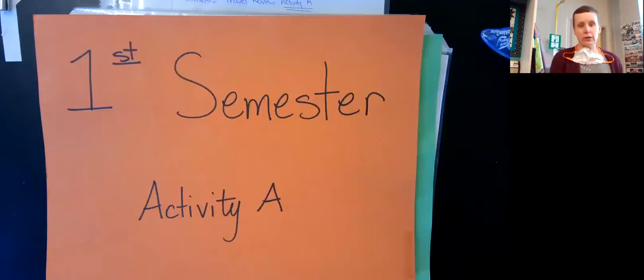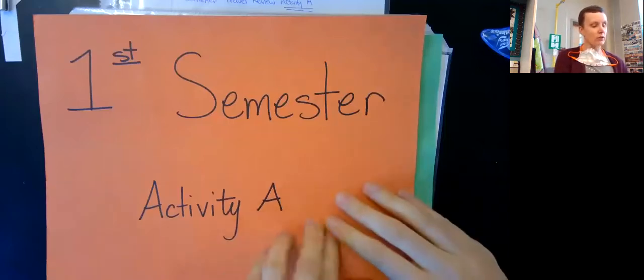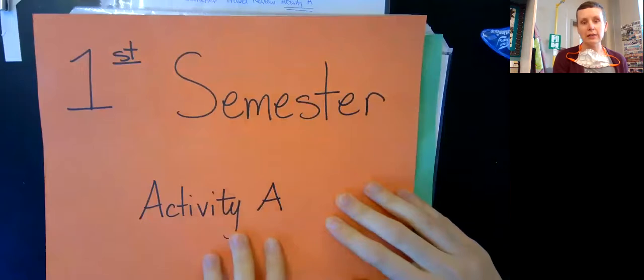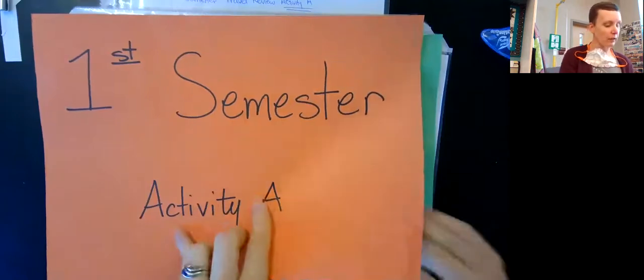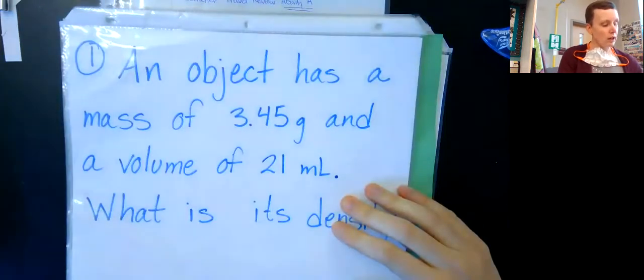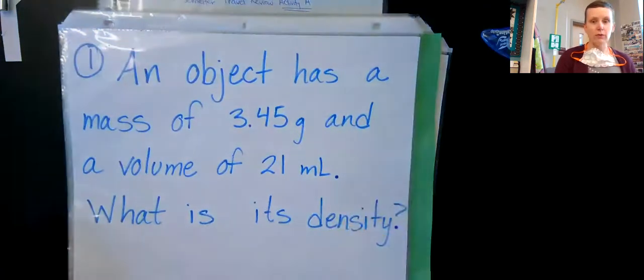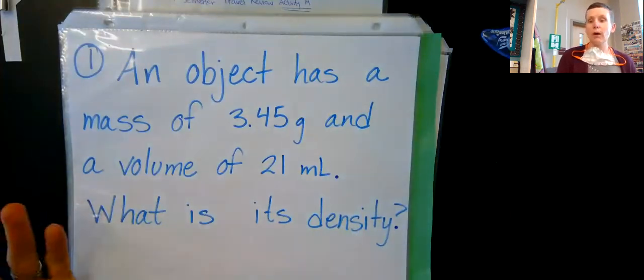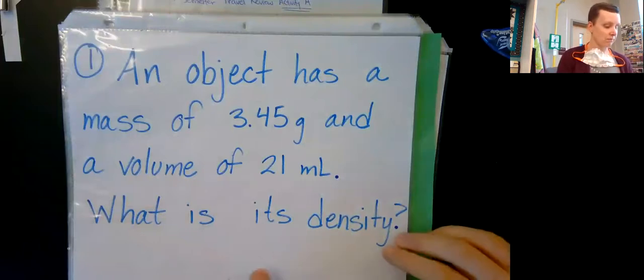So first semester activity A, here we go. So if you choose to do this one, make sure that you label it activity A in your submission, okay? Here is the first question. An object has a mass of 3.45 grams and a volume of 21 milliliters. What is its density? So pause the video, do the problem, and then at the end I'll show you all the answers.